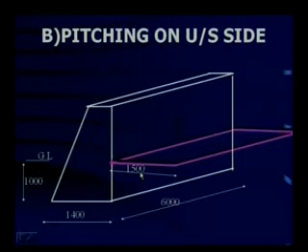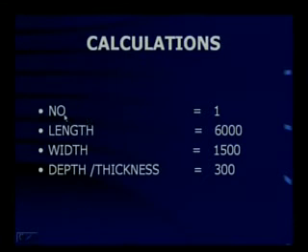And how do you get the depth? The depth is also mentioned in the cross section. Is that okay? Now here we calculate. There is one apron on the upstream side. Because we are making the calculations for apron on the upstream side, the number is taken as 1. The length, as you have seen in the earlier figure, is 6 meters. The width is 1500 mm. The depth or thickness is taken as 300 mm. So do we tabulate this? Yes, here look at the tabular form.